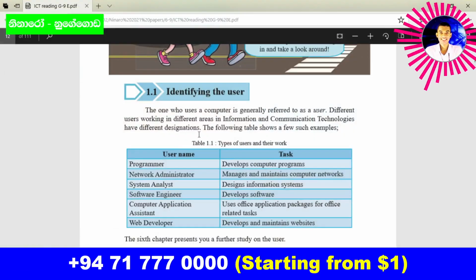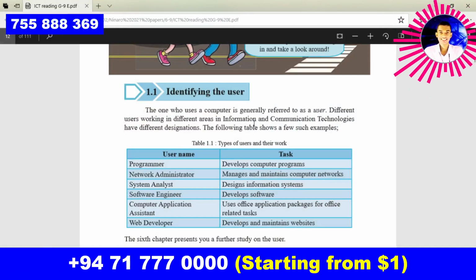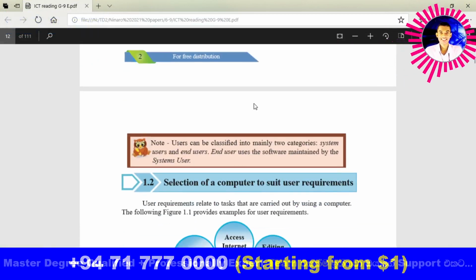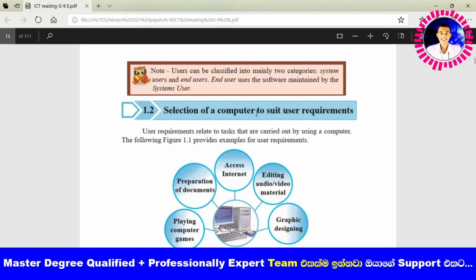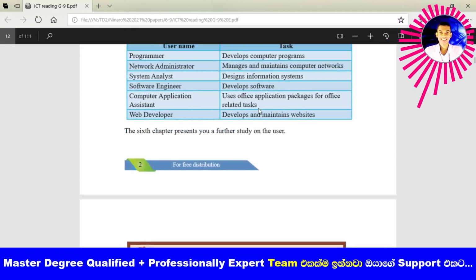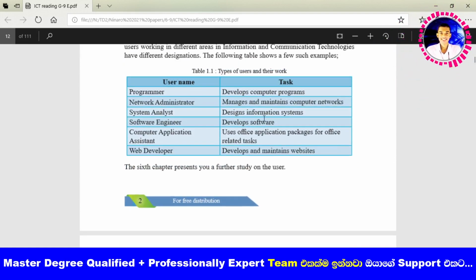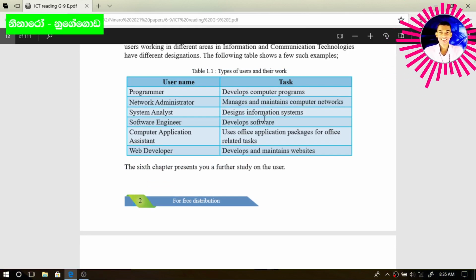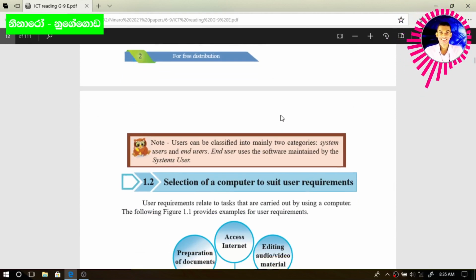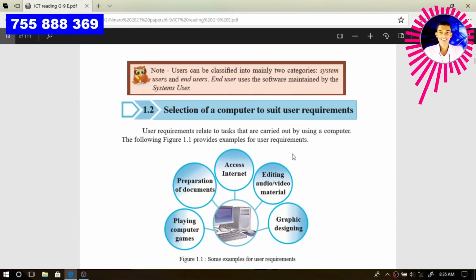Today we are going to discuss selecting a computer to suit users' requirements. In the last video we discussed identifying the user section, and we discussed various types of users as well. We already know that the requirements can be different according to the users. Therefore, when we select a computer, we have to consider the users' requirements.